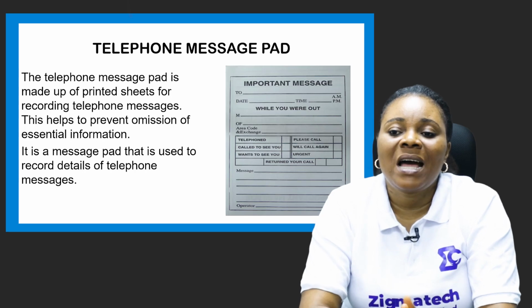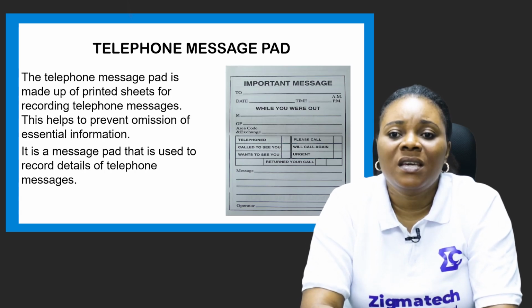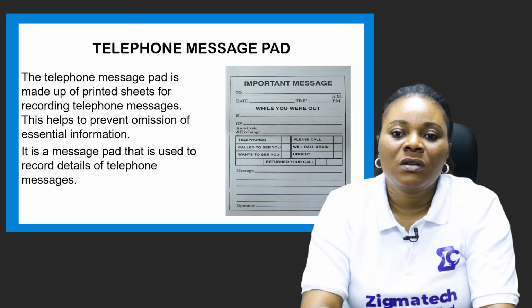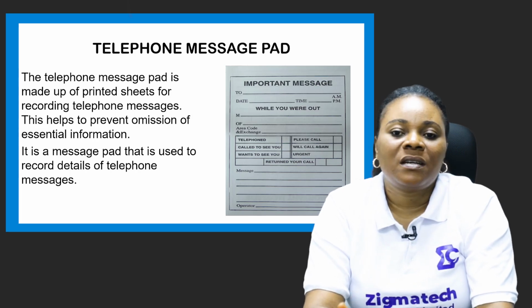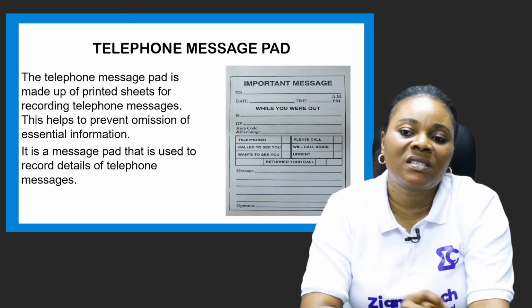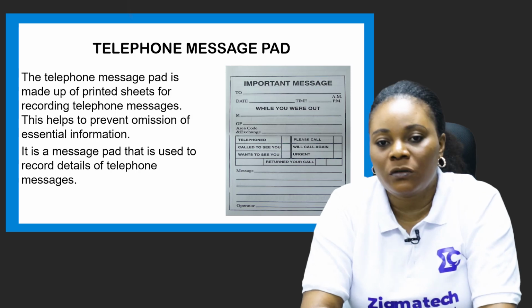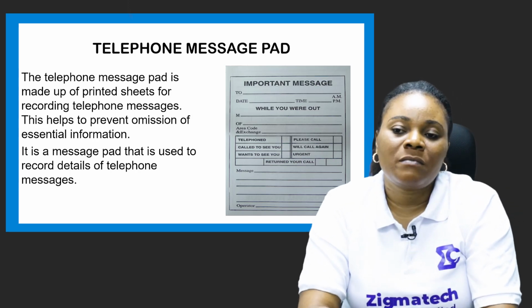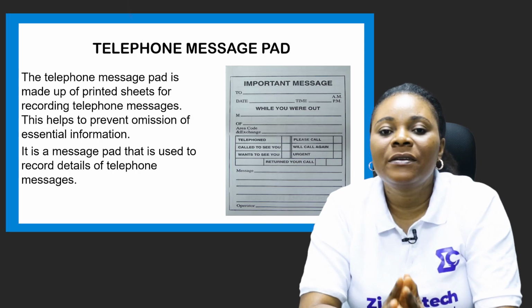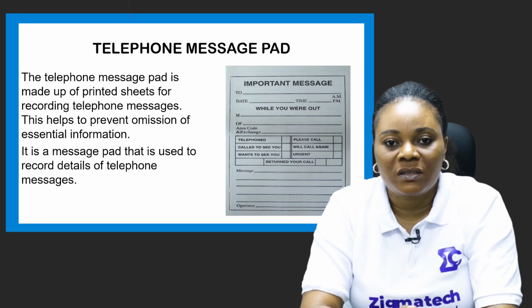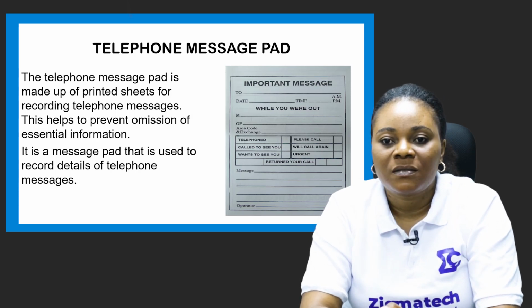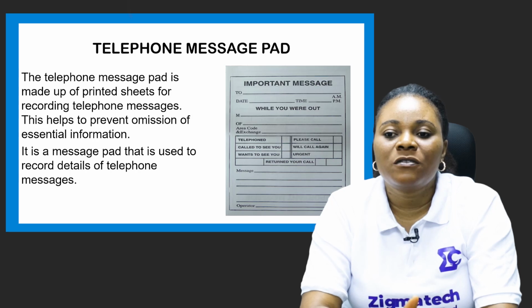The last document handled by a receptionist is the telephone message pad. Remember, one of the duties of the receptionist is to receive and make telephone calls. So the telephone message pad is also one of the documents kept in the reception office, handled by the receptionist. The telephone message pad is made up of printed sheets for recording telephone messages.